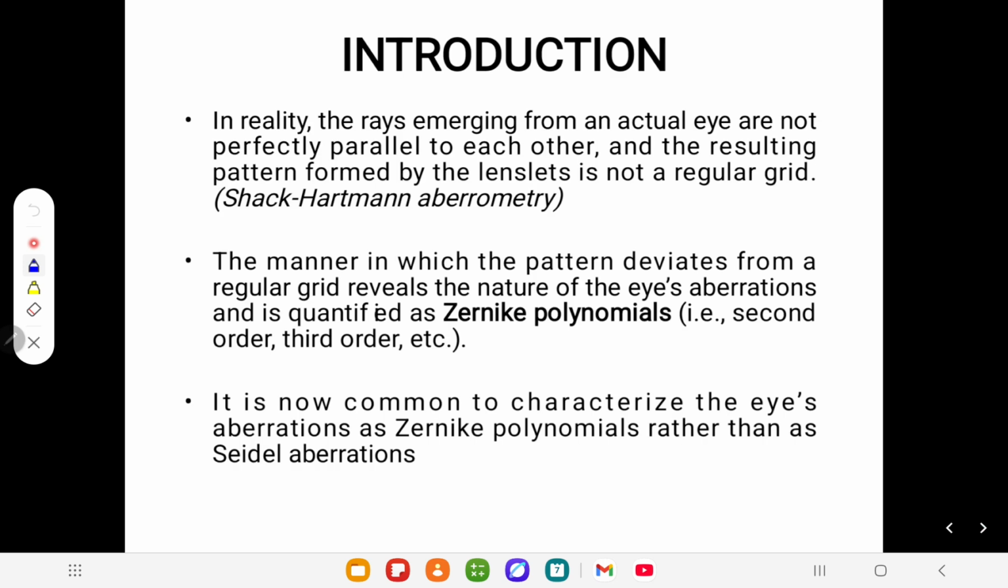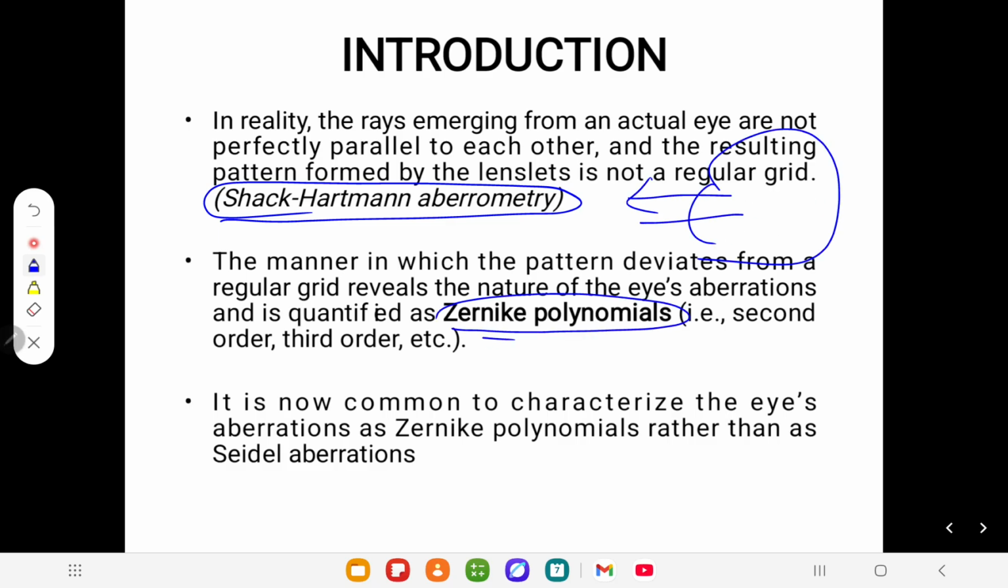The rays emerging from the actual eye are not perfectly parallel to each other, and the resulting pattern formed by the lenslets is not a regular grid. This is Shack-Hartmann aberrometry. The manner in which the pattern deviates from the regular grid reveals the nature of the eye's aberration, and that is quantified as Zernike polynomials. It creates a pattern that explains how aberrated the eye is. That's Zernike polynomials, second order or third order, whatever.